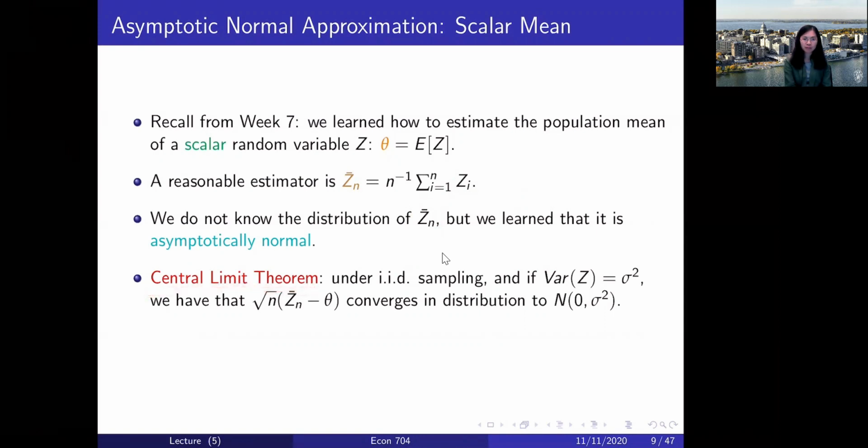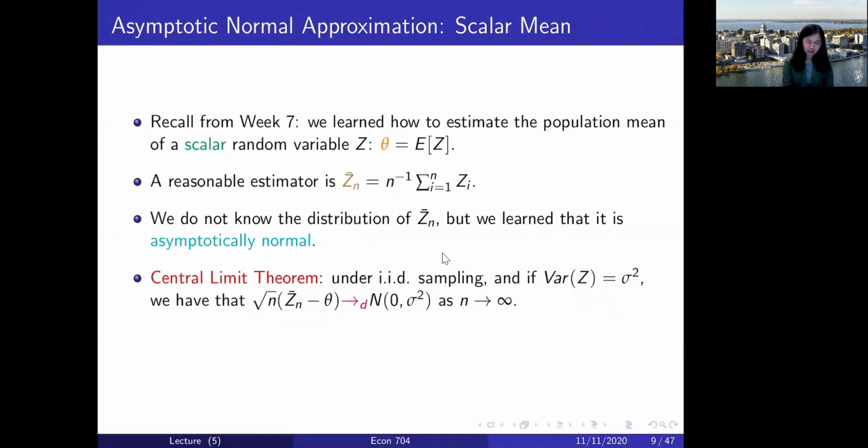By the central limit theorem, root n times the sample average minus the population expectation converges in distribution to a normal random variable with mean 0 and variance sigma squared. So root n (Zn bar minus theta) is asymptotically normal, which means that it's approximately normal when the sample size is big enough. And since this is a linear transformation of Zn bar, Zn bar is also approximately normal at large sample sizes.